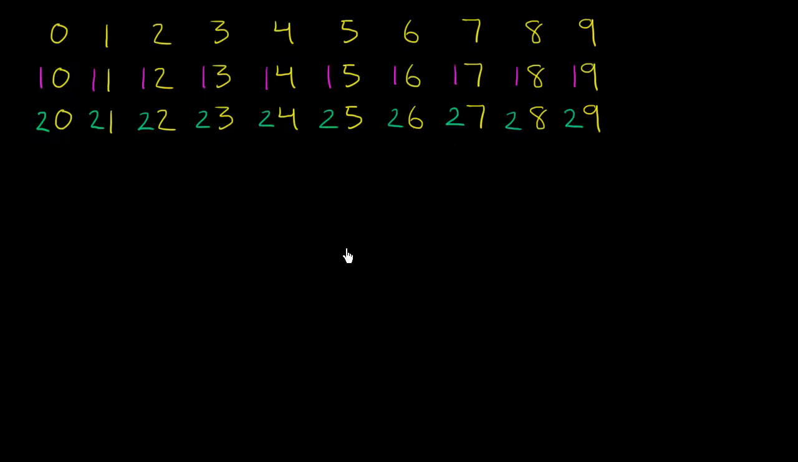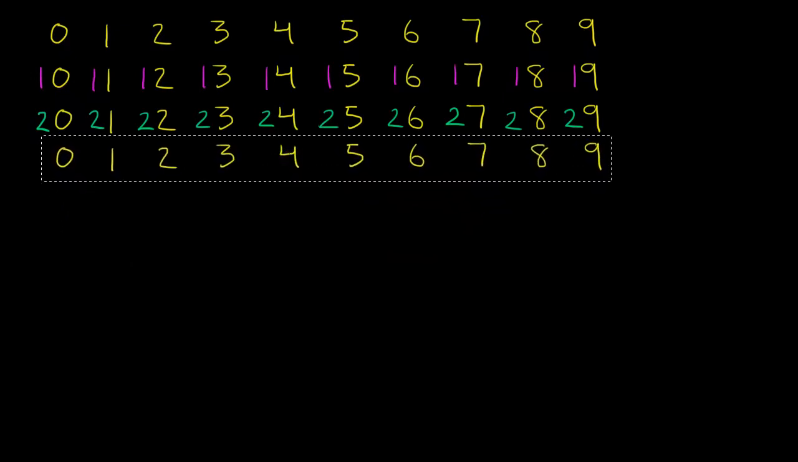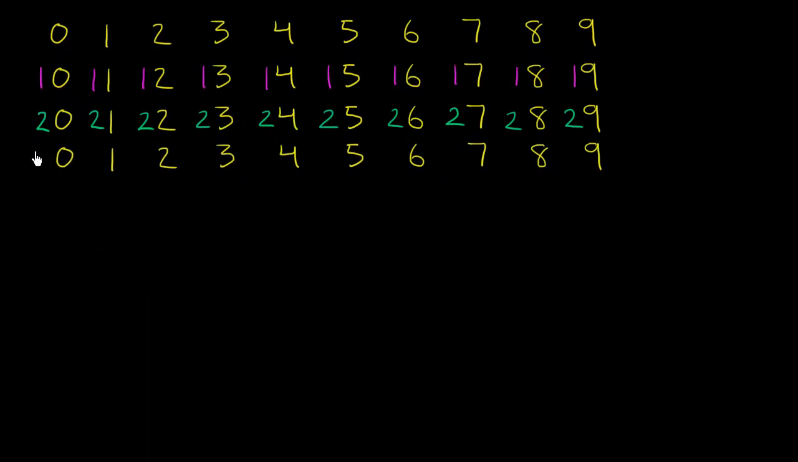What are we going to do for the next row? Well, now we're in the 30s. So the first number, 30, is 30 plus 0, 30 plus 1, 30 plus 2, 30 plus 3, which is 33, 34, 35, 36, 37, 38, and 39. So just doing that, I think you already see the pattern.